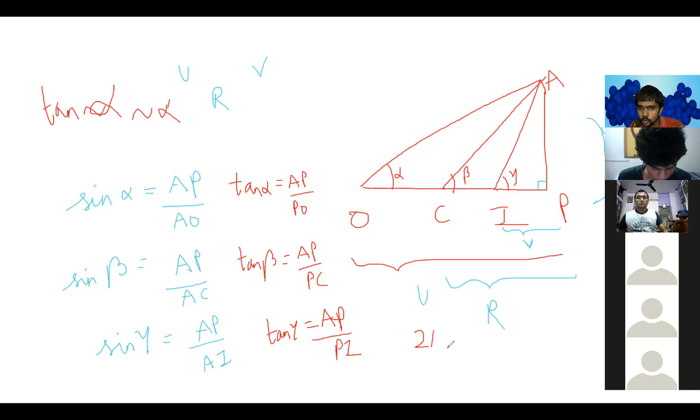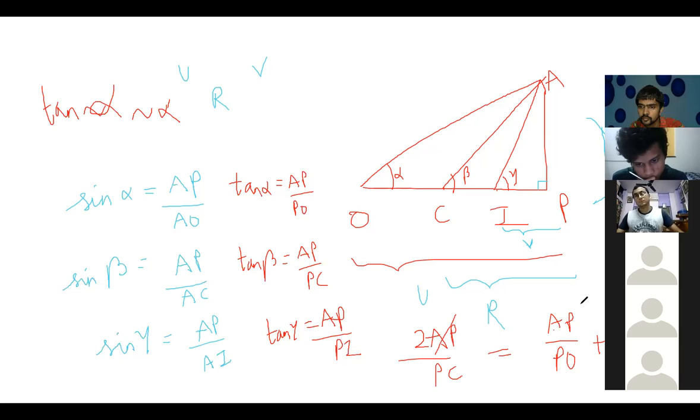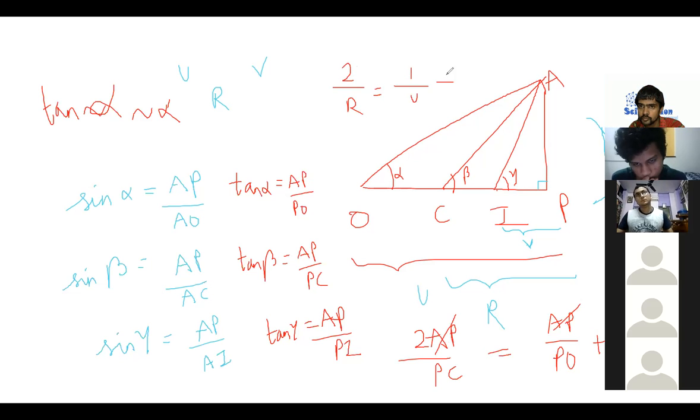So what can I say? 2 AP by PC is equal to AP by PO plus AP by PI. What will happen to AP? Cancel. What is 2 by PC? 2 by R is equal to 1 by U plus 1 by V.